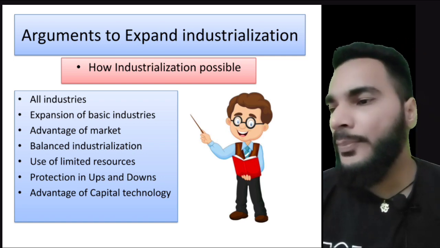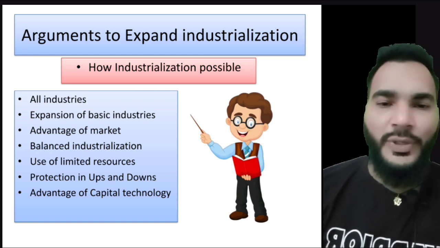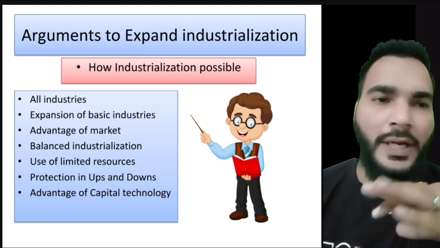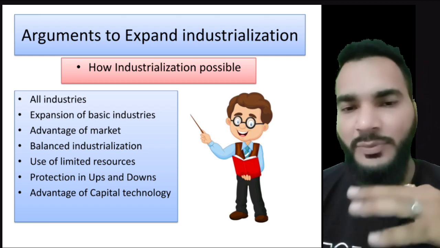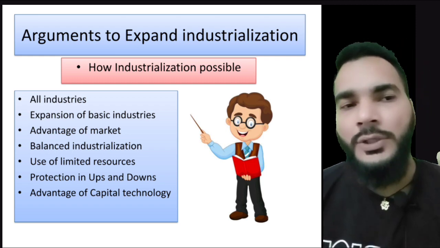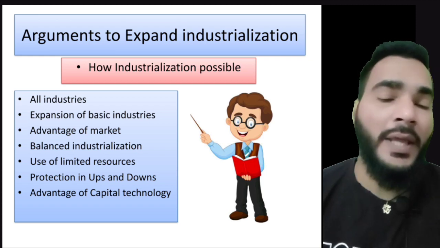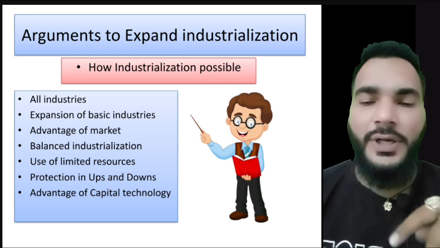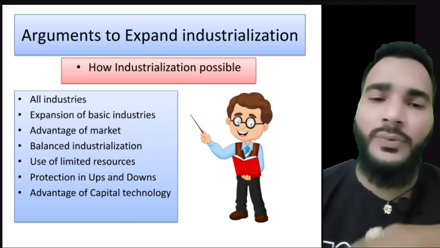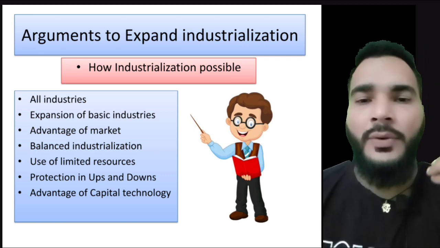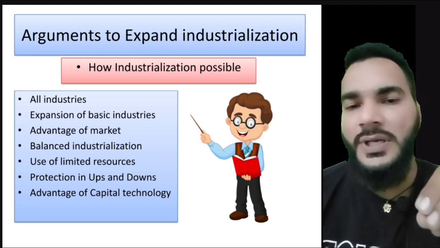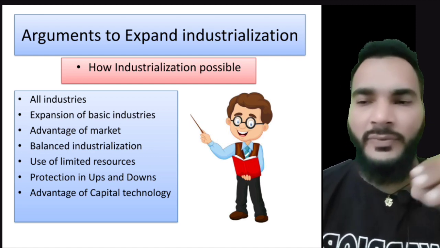Then protection in ups and downs. So simple, the relation between two countries cannot be predicted. At some time they are good and sometimes they are very bad, so ups and downs can come. And in the same way, if free trade policy is there, they would get a chance to create monopoly, but in protection trade policy we are not actually relying on them, we are just importing the products or selling the products, but we are not actually relying on them, so that would be very helpful for our country.